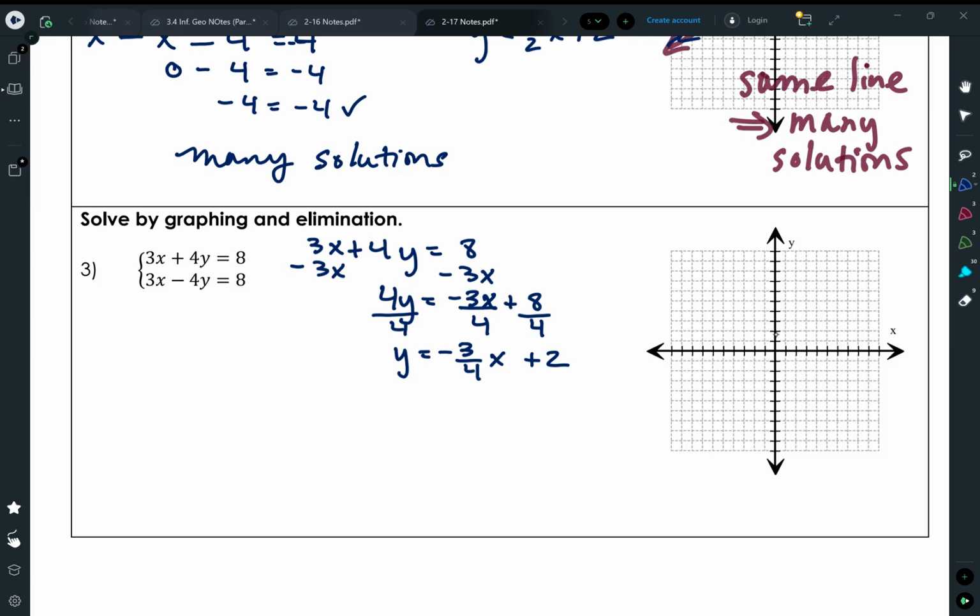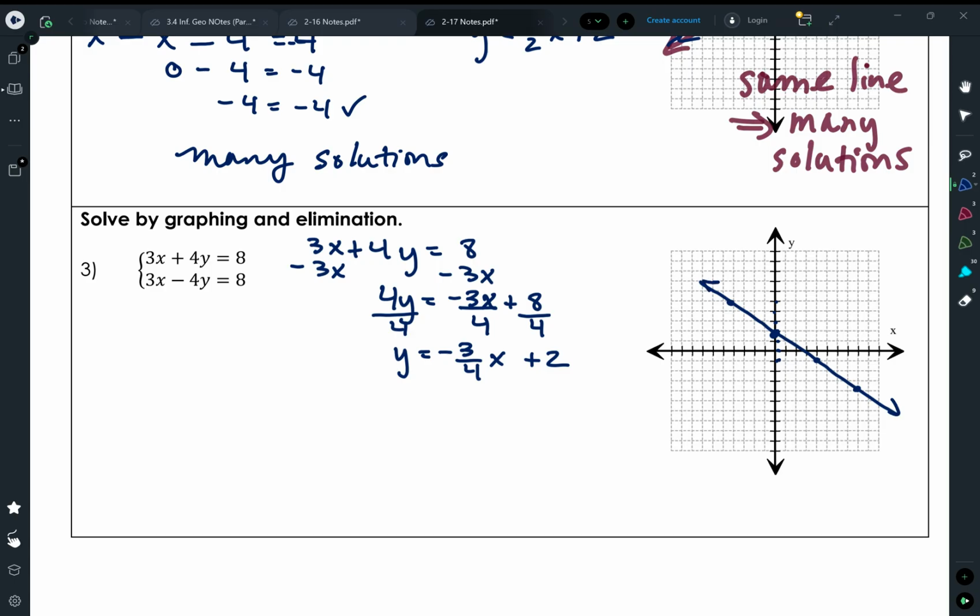So let's go ahead and graph there. We're starting at positive 2. Negative 3/4 means down 3 and 4 to the right. And on this last one, I'm not sure if I went up 2 or up 3. So let's maybe double check that point. 1, 2, 3, and then 4 to the right. I think that's lined up correctly now.